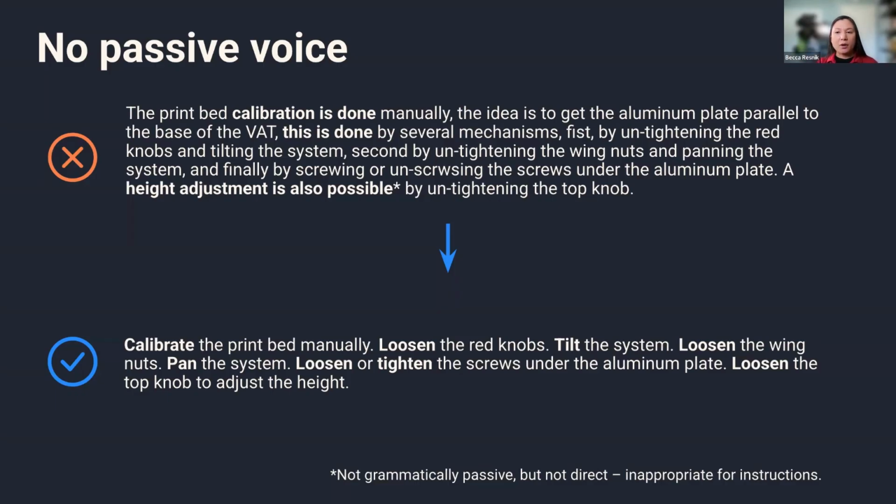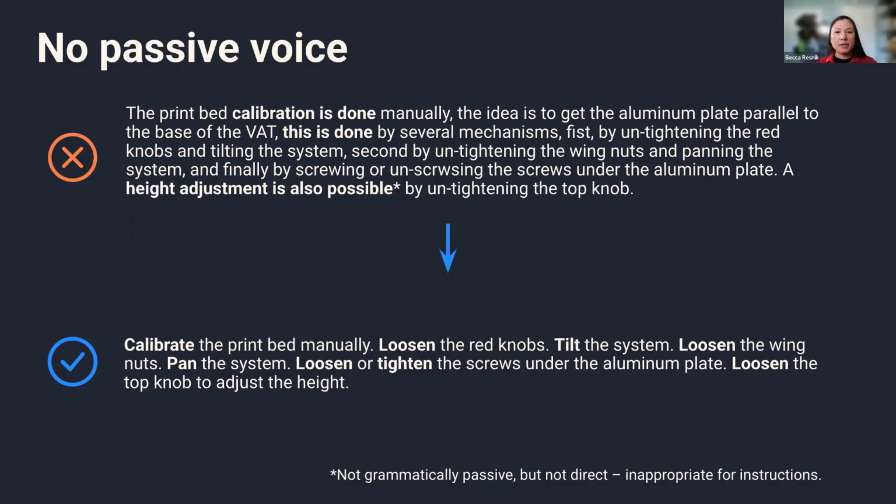And I'd like to point out also that in that first paragraph, the one with the red X, in that last sentence, there is a section that I have in bold that's not in passive voice, but still needs to be changed to the imperative form. So, "a height adjustment is also possible." Don't make a vague, nebulous statement of "it's also possible." Tell them what they need to do. And in this step, it was to loosen the top knob to adjust the height.